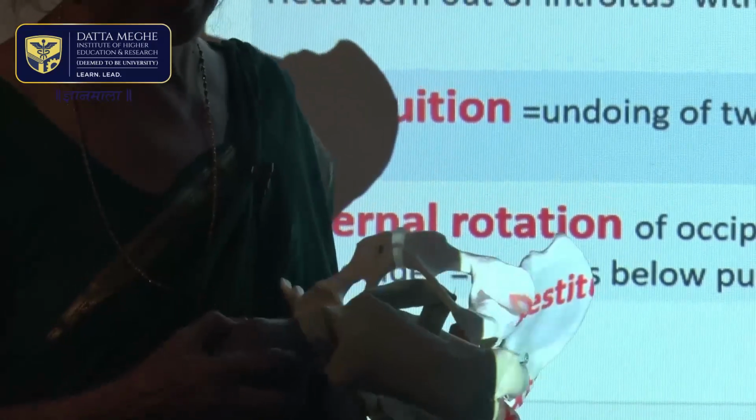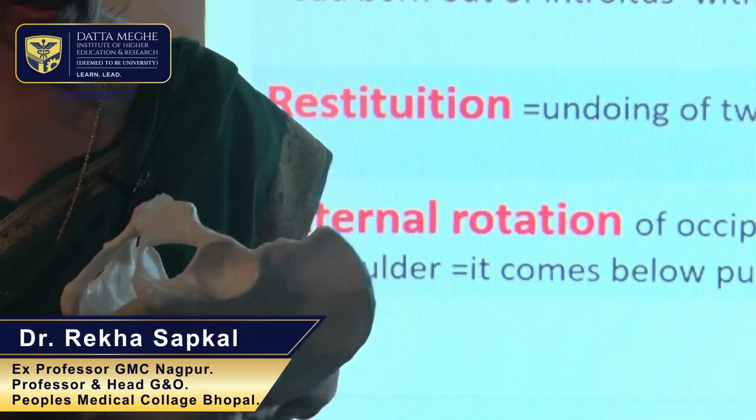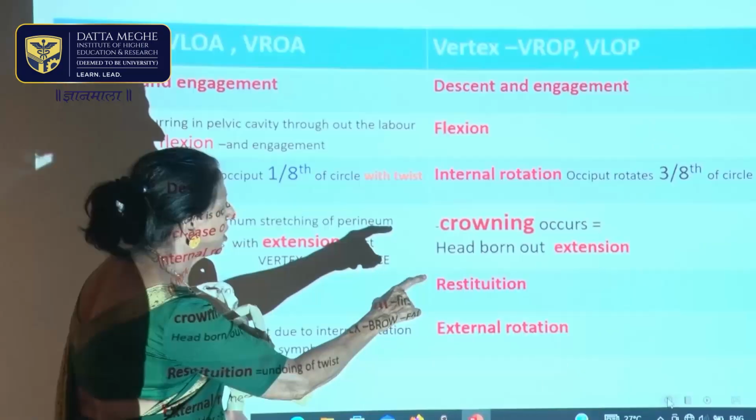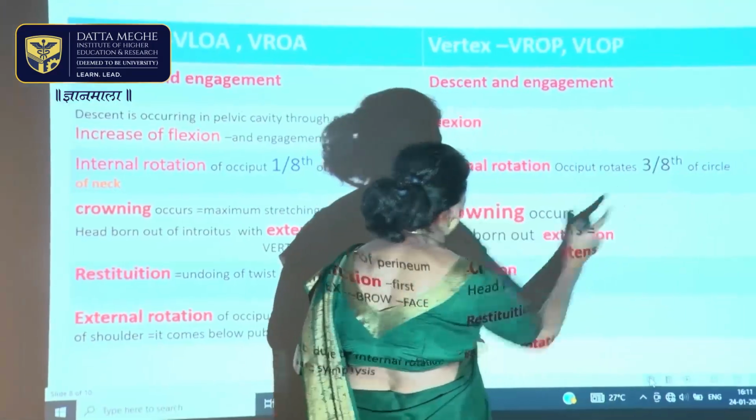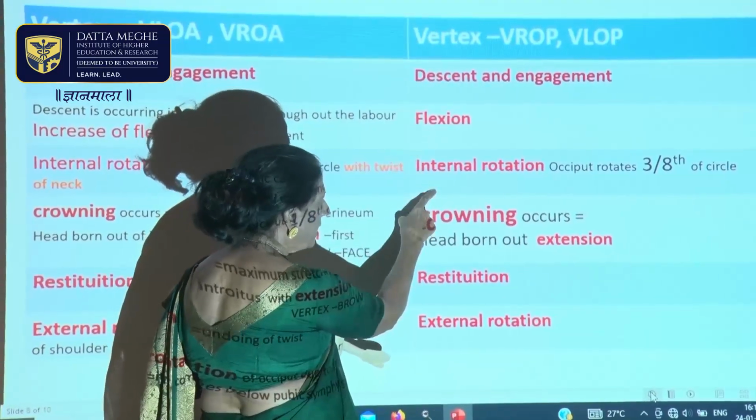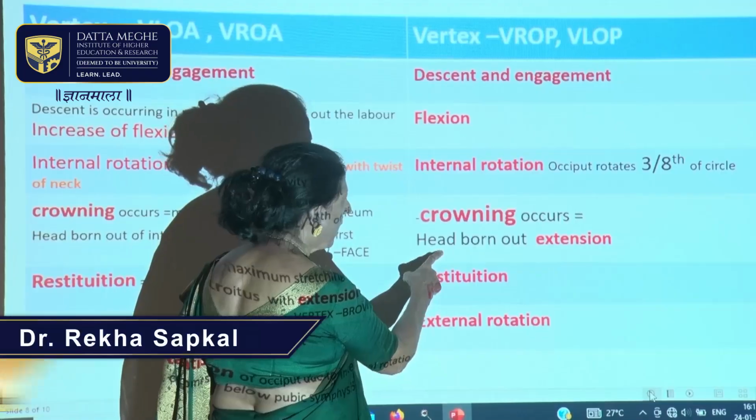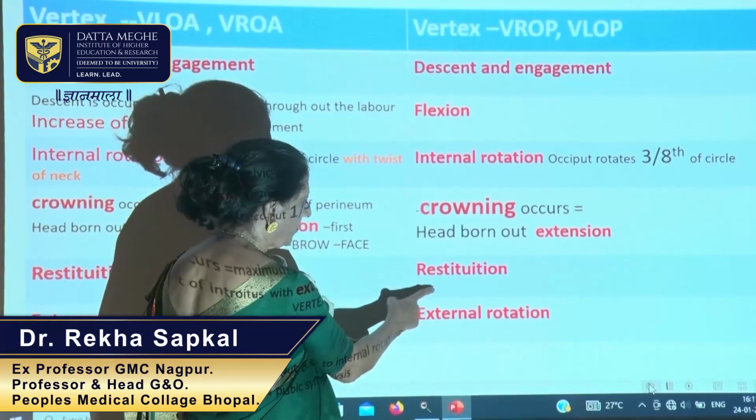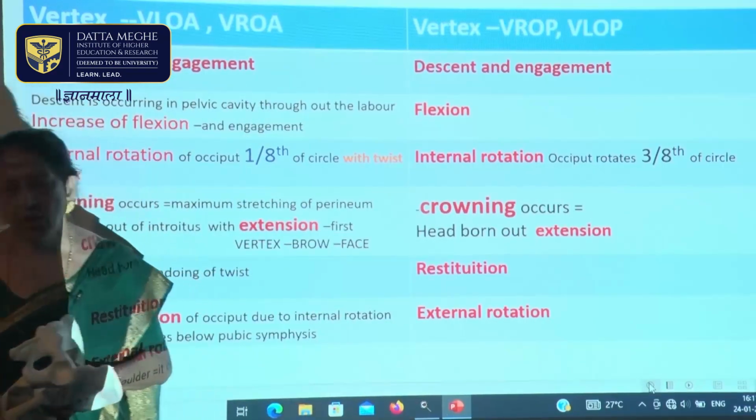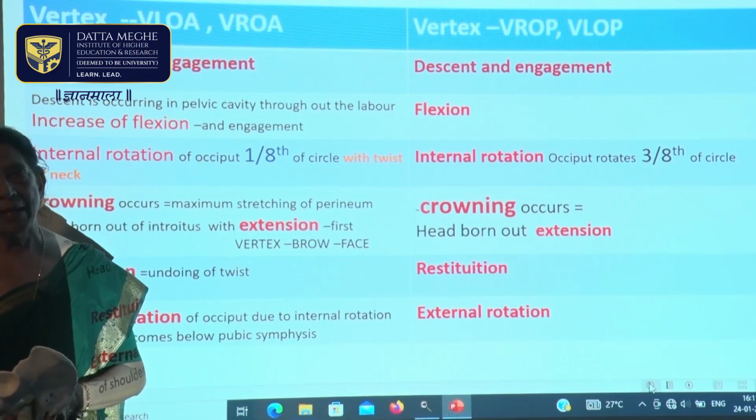This is how you must describe the mechanism of labor in the practical examination once this pelvis and fetal skull and dummy is given to you. That is all, very easy. We will not forget, just remember for posterior position there is just long internal rotation of the occiput, that is all. First is descent, engagement, that is understood, flexion, internal rotation is second movement through 3/8 of a circle, crowning, then extension where vertex, brow, face. Restitution, lastly external rotation of the occiput due to internal rotation of shoulder, shoulder is born out, trunk and lower limbs, they follow by lateral movement of trunk.